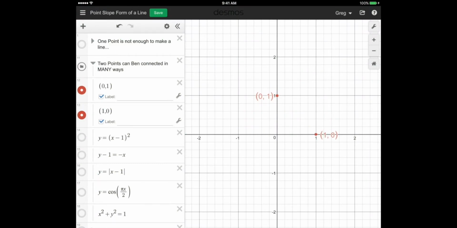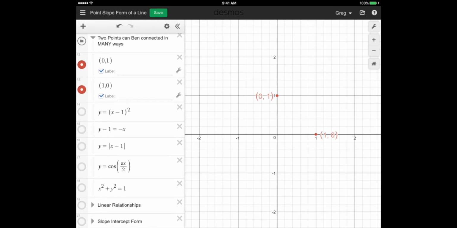So here's the point (0, 1) and the point (1, 0). Of course we could draw a line through it. We could draw this thing called a parabola, which is a quadratic relationship. I could put a V through it, which is our absolute value. So the graph could look like that. As we progress forward and learn more functions called trig functions, this is the cosine curve that I could make go through those 2 points. And I know this is not a function, but I could still connect those dots with something like a circle as well.